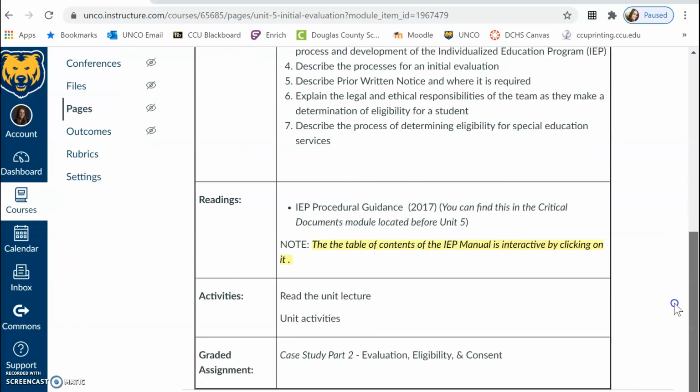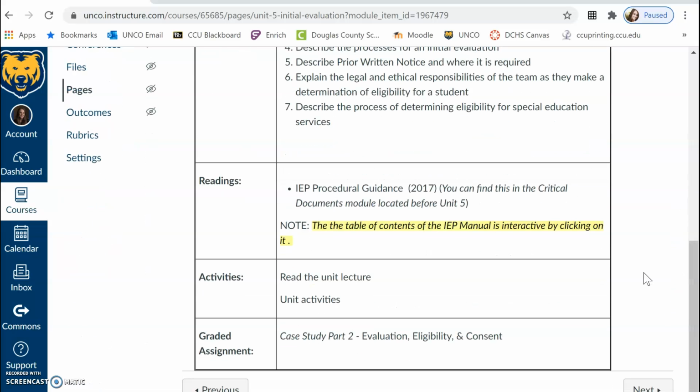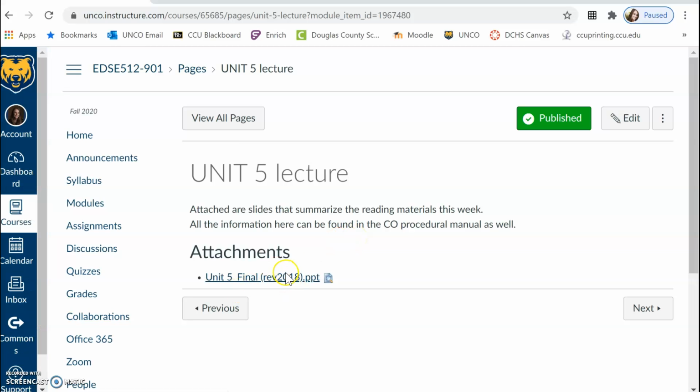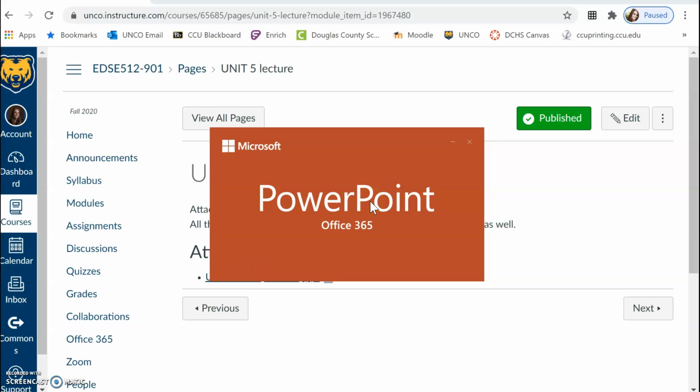So Unit 5, we've got our graphic organizer. And as you will notice, there is a lot of content. As I mentioned, there's a lot of content in this unit. So we will talk through it together. And then you can also be sure to take a look at these PowerPoints by yourselves. As mentioned, the information is in the procedural manual, but it may be helpful to you to see it here in PowerPoint format.